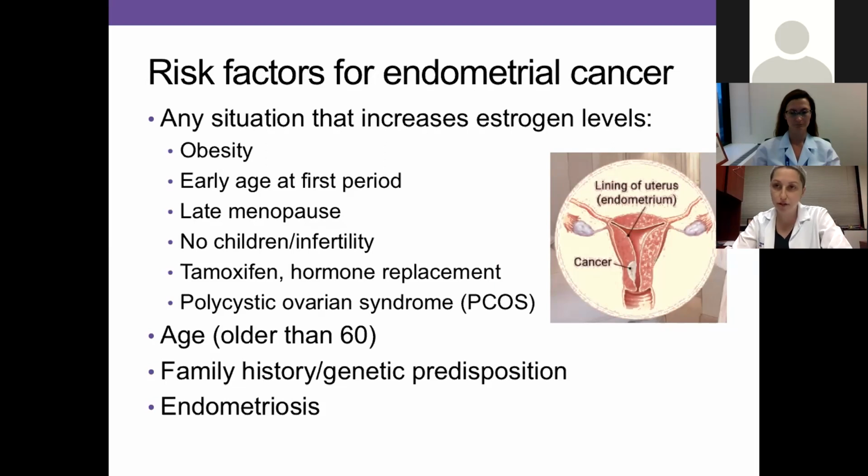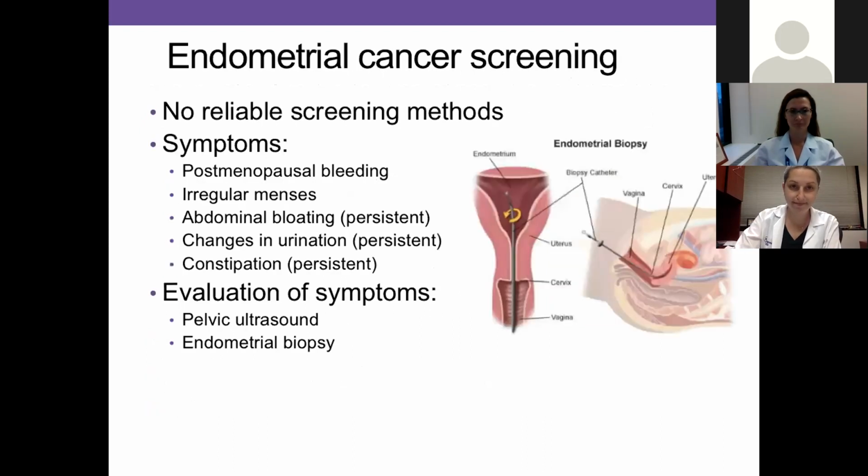Age is an important risk factor, so advancing age increases your risk of endometrial cancer. There are certain family histories or genetic predispositions, mutations that might put you at risk for endometrial cancer. There are no reliable screening methods for endometrial cancer. So there's no way we can test every woman or rule out endometrial cancer in women every year. We don't routinely perform sonograms or tests for endometrial cancer.